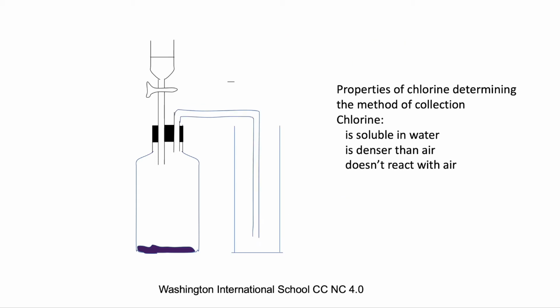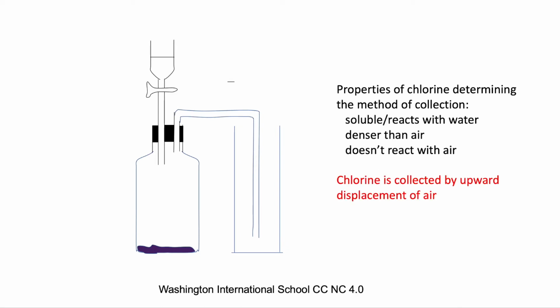And how we're going to collect the gas depends on its properties. For chlorine, it's soluble in water, so we can't bubble it through water. But it is denser than air. So if we collect it at the bottom of a container and it doesn't react with the air, it will displace the air upwards, which is what indeed will happen.